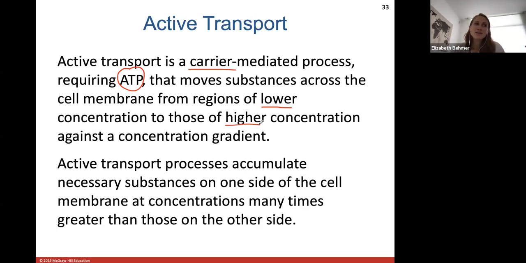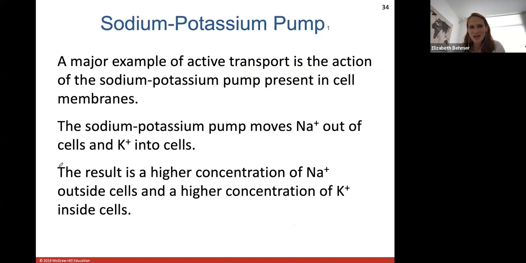I also describe this like riding a bus or a train that is jam-packed full. You're going from an area of lower concentration and trying to push your way into an area of higher concentration of people. And that requires energy. You have to push to try to get into that bus or train. Active transport processes will accumulate necessary substances on one side of the cell membrane at concentrations many times greater than those on the other side.